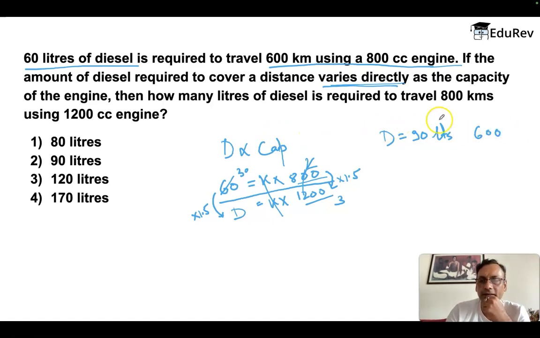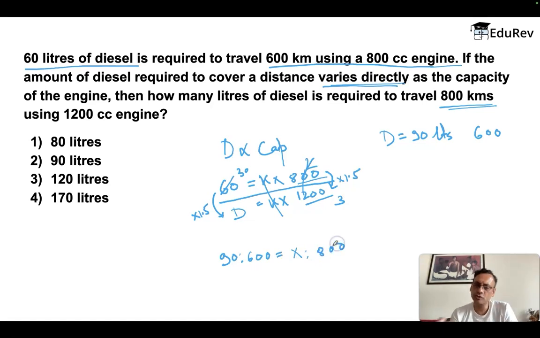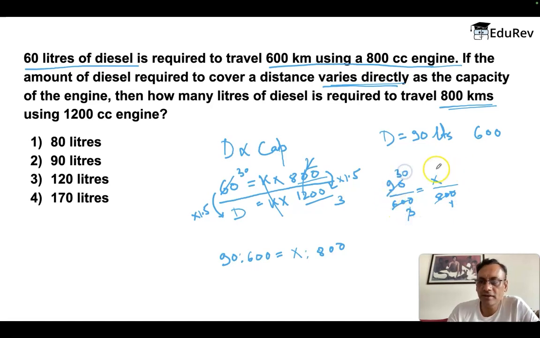But here, the distance actually to be traveled is 800. So 90 liters you need for 600. How many liters you need for 800? Now, this can actually be called a proportion question. I'll say 90 is to 600 is equal to, I don't know what, X is to 800. It has to be in the same proportion because now the engine capacity has been taken care of. So 90 upon 600 is equal to X upon 800. This is 3, this is 4, this is 30. So X is 30 into 4, or X is equal to 120. I am going to need 120 liters of diesel.